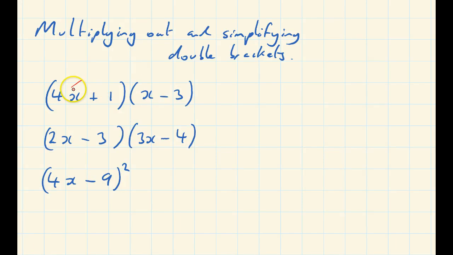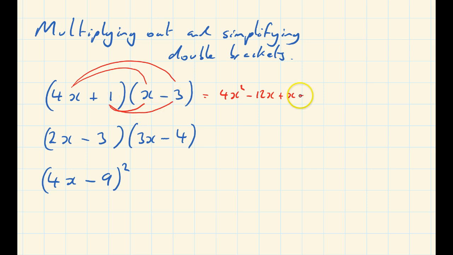Okay, this one here, I've got double brackets. 4x times the x will give me 4x squared. I've got 4x times minus 3 will give me minus 12x. I've got 1 times x, which will be plus just the 1x, and then 1 lot of minus 3 is minus 3, and that will simplify out to 4x squared minus 12x plus 1x will give me minus 11x minus 3.